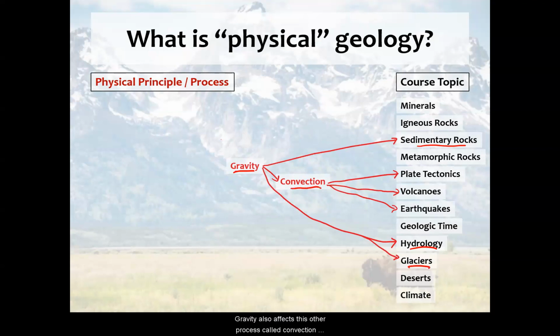Gravity also affects this other process called convection, which is the way in which the heat engine inside Earth causes changes at Earth's surface. The process of convection more generally, we'll talk about it in a little bit, but basically it means that less dense things rise. And why is that? Because gravity is pulling on them, and the forces that are exerted due to gravity are going to affect the less dense things in a different way than it affects more dense things. And as a result, you get circulation that happens. And that's going to affect plate tectonics, volcanoes, earthquakes.